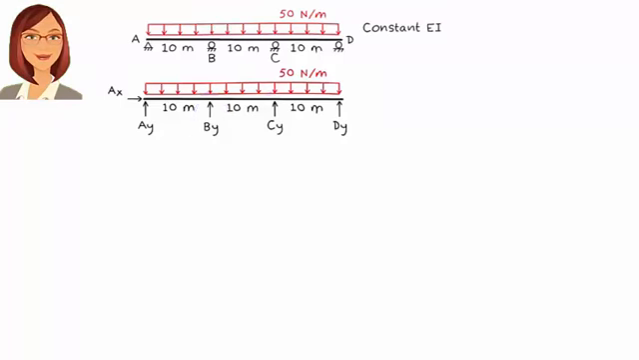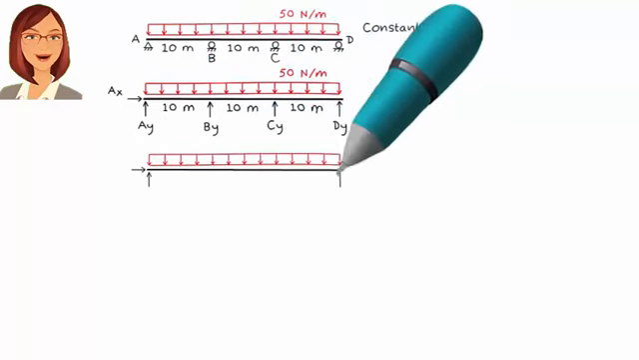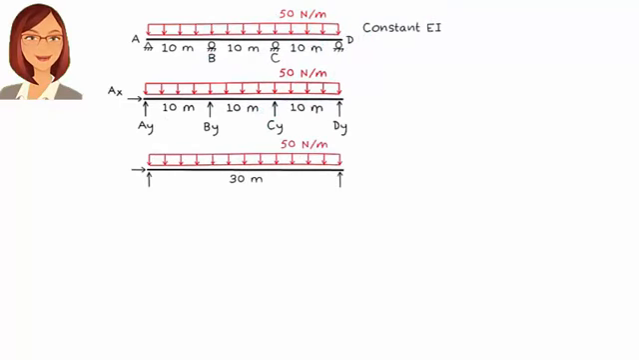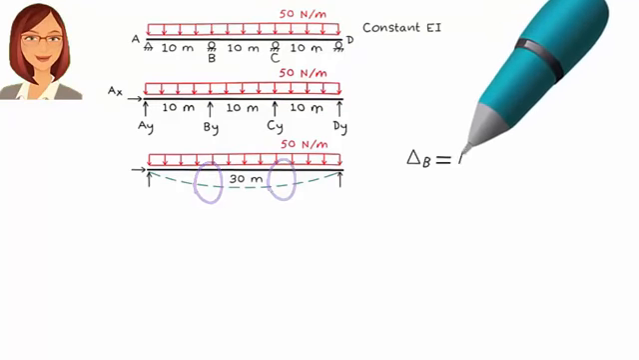Now remove them from the beam. Here is the resulting simply supported beam. The beam is going to deform like this. Note the vertical displacement at B and at C. I can now write the compatibility equations.